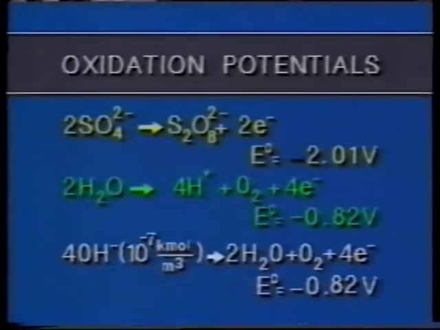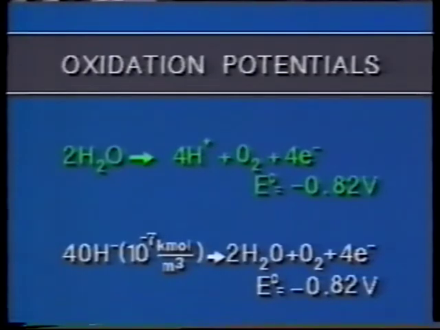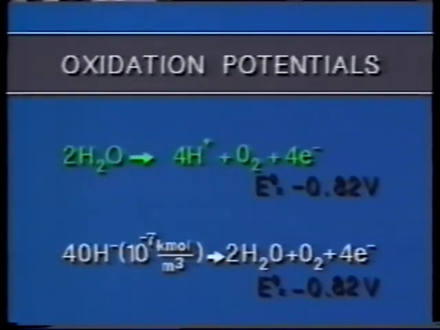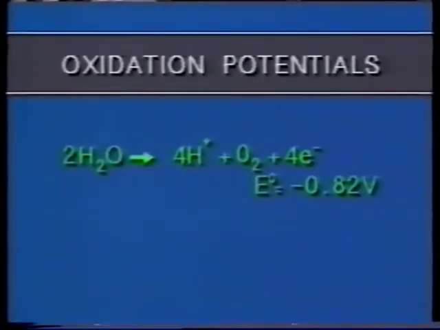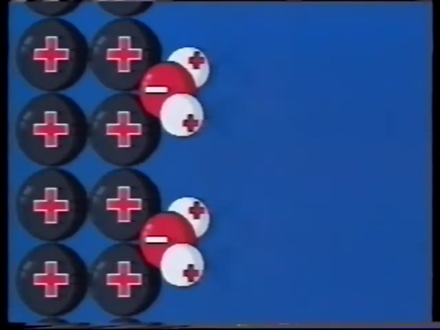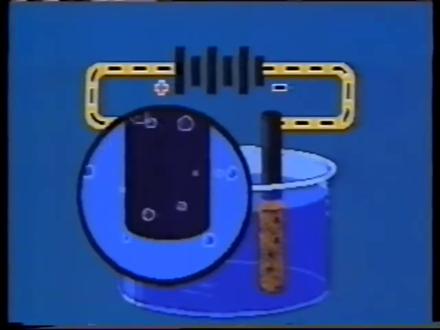This reaction has the most negative potential, so it won't occur. The remaining two reactions have the same potential. Let's explore the water reaction. Two water molecules lose electrons to the anode and form a molecule of oxygen gas and 4 hydrogen ions. It's the oxygen molecules that we see bubbling up at the anode.